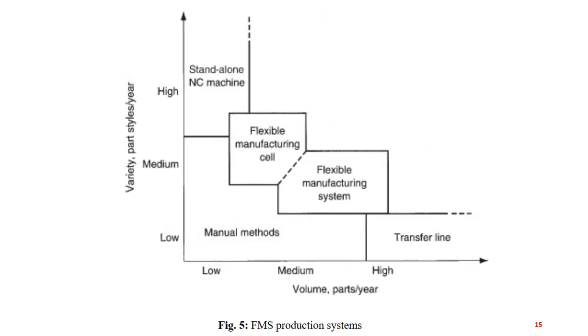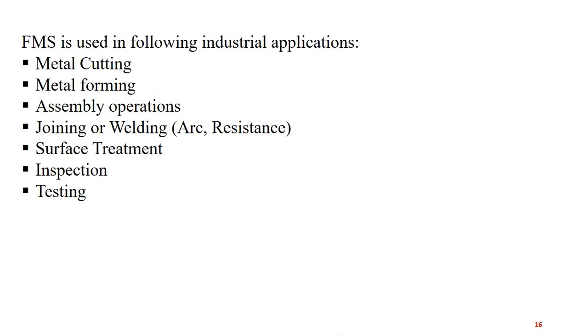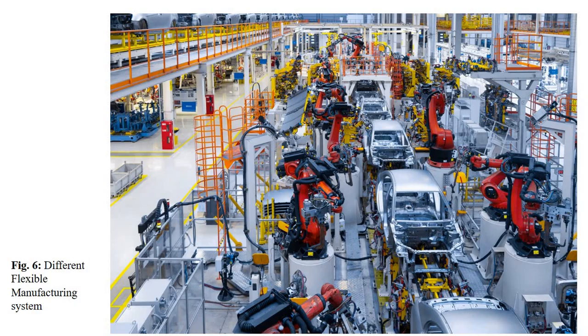The figure shows the part variety and part volume. In the case of higher part variety, we use NC machine tools. But when the part volume is higher, we use a flexible manufacturing system or transfer line. Some industrial applications of FMS are metal cutting, metal forming, assembly operations, joining and welding, surface treatment, inspection, and testing. So those are the different flexible manufacturing automated industries.